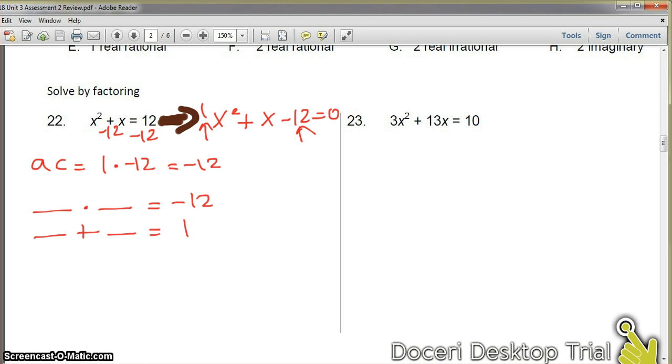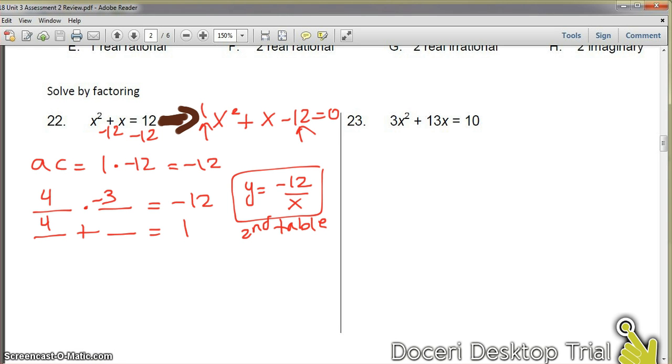Remember, in my pre-AP, no calculator for you, but in my academic class, you can go to y equals on your calculator and put negative 12 over x, then go to second table and you get all the numbers that could add up to 1. You'll see that the two numbers are 4 and negative 3, because 4 times negative 3 is negative 12 and 4 plus negative 3 is 1. So these are your two factors. You just put an x in front of them, and those are your two factors.